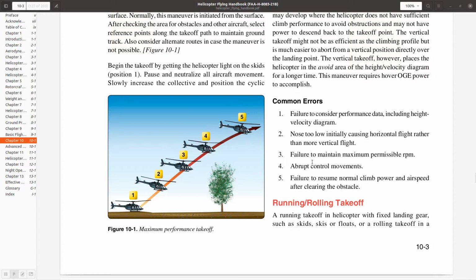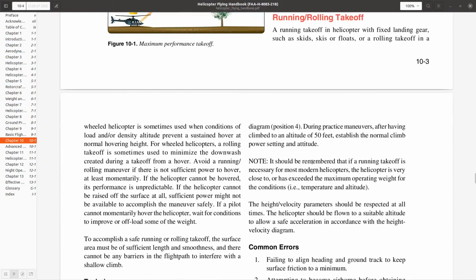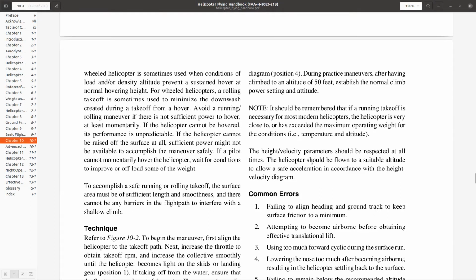You can also do the opposite of the high performance takeoff. You can do a running or rolling takeoff. Why would you do that? Well, maybe you don't have the power to do a regular takeoff. You don't have the power to bring that thing up into a hover. Now, personally, unless you were going to die if you stayed on the ground, this sounds like a horrible idea, if you don't have wheels on your helicopter, at least. But, you know, it's something that you can do.